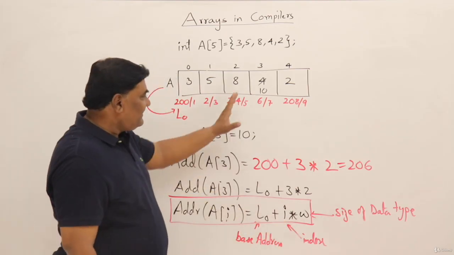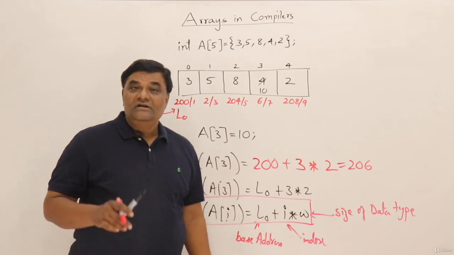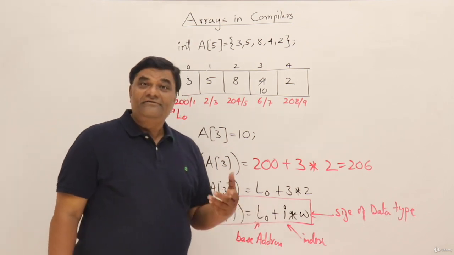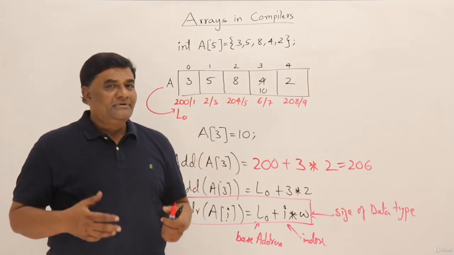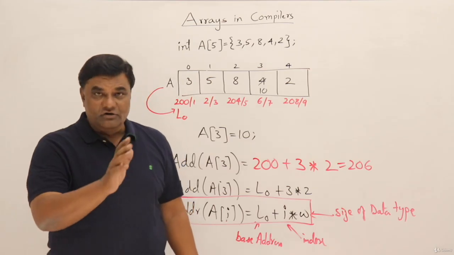And this is not a direct address. This is related to base address. So this is also a relative address. So the formula is a relative formula based on the base address of an array. Some compilers allow declaration of an array from starting index 1 also.